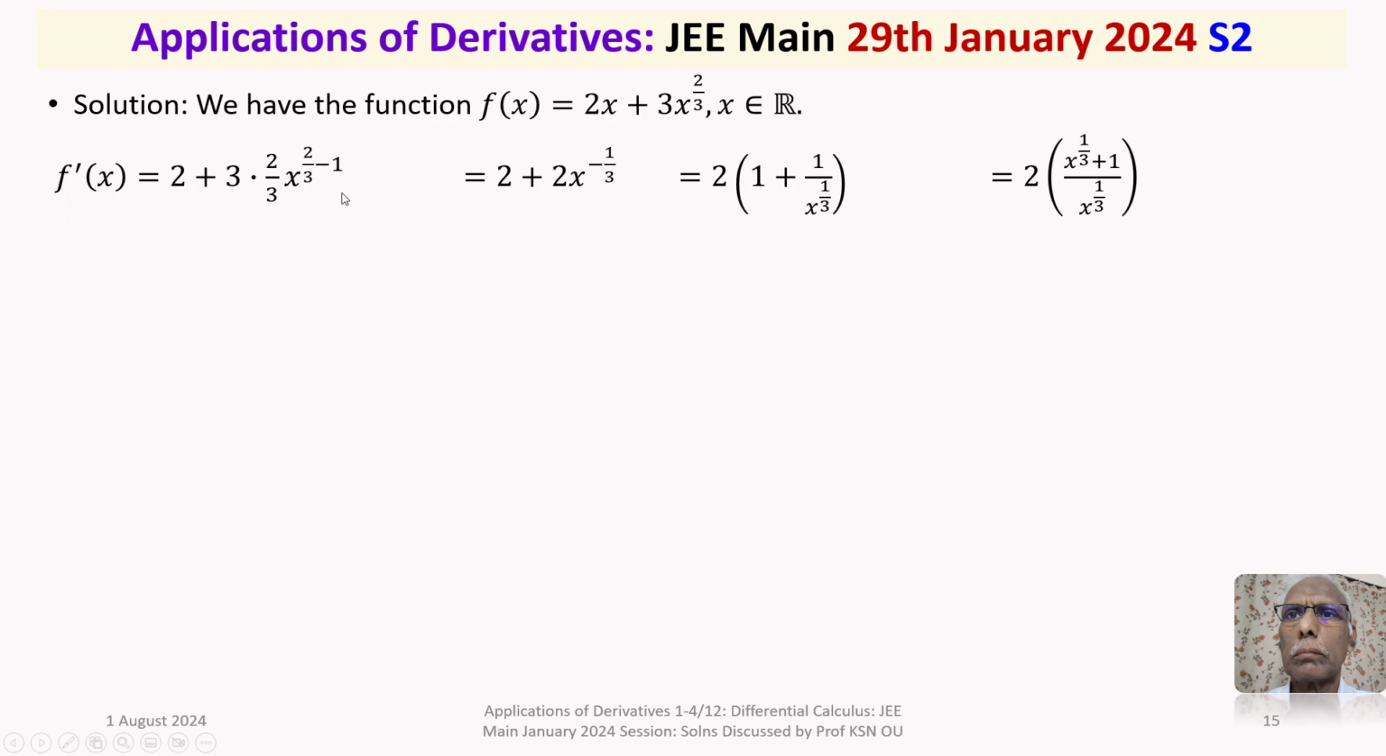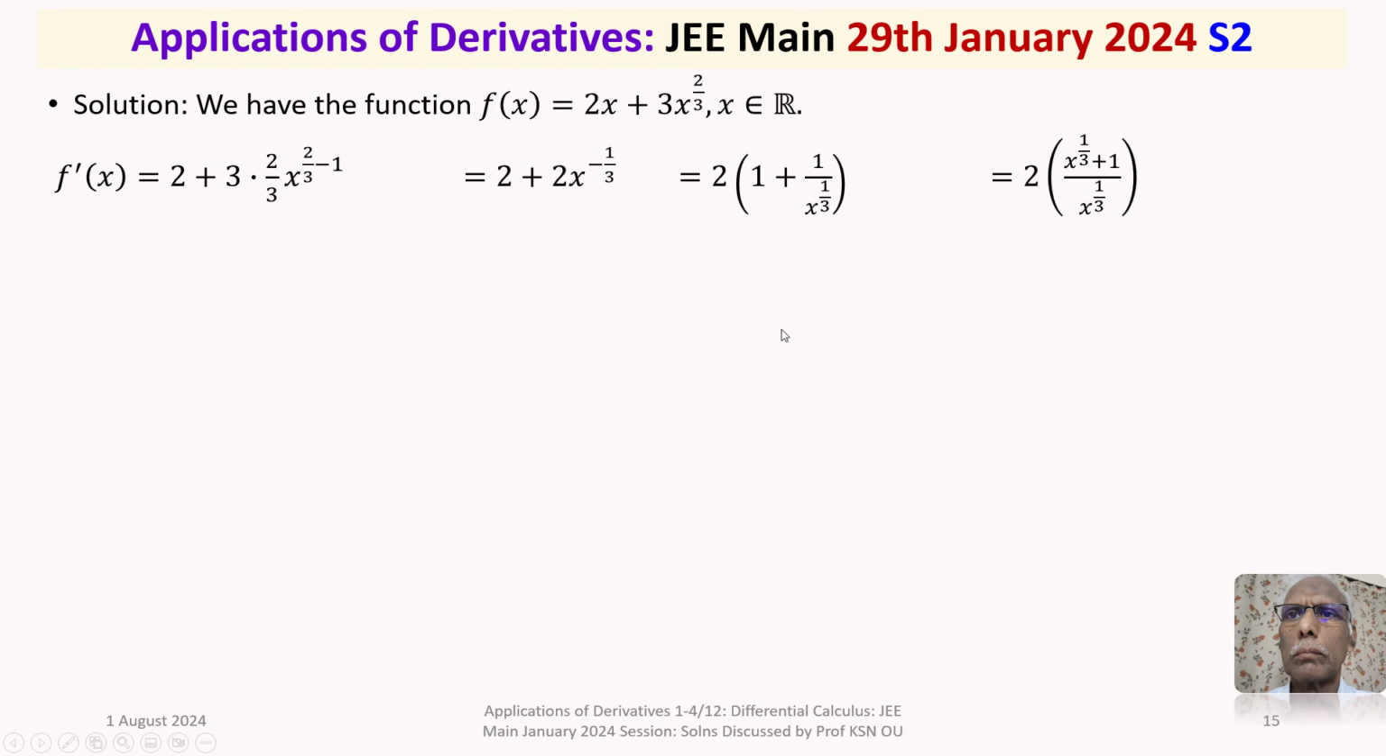Differentiating, you get 2 + 2x^(-1/3). Taking 2 common, 1 + 1/x^(1/3). Taking the LCM, you will get 2 into numerator x^(1/3) + 1, and the denominator x^(1/3).